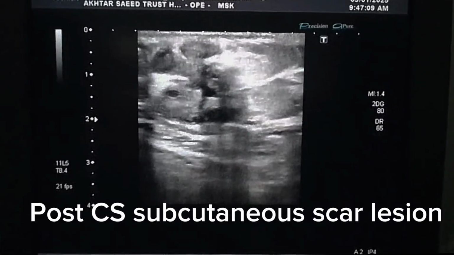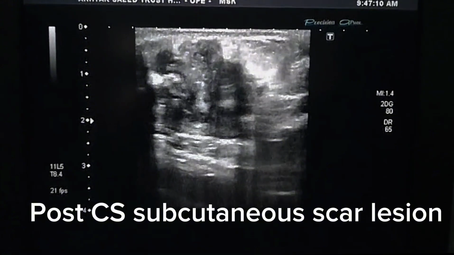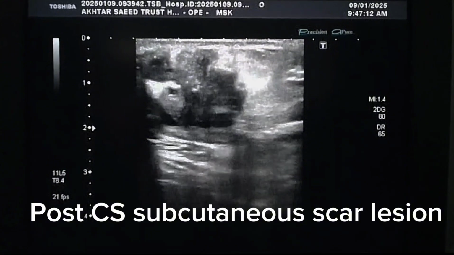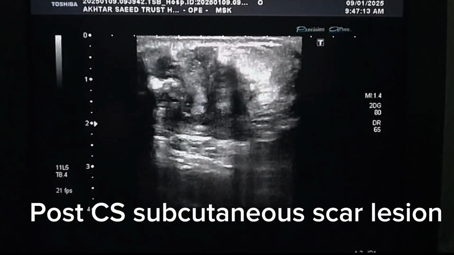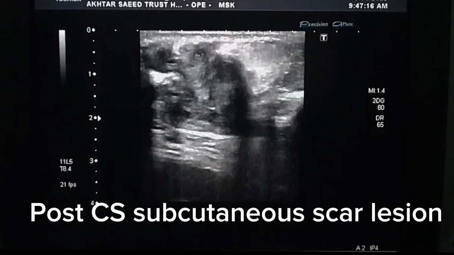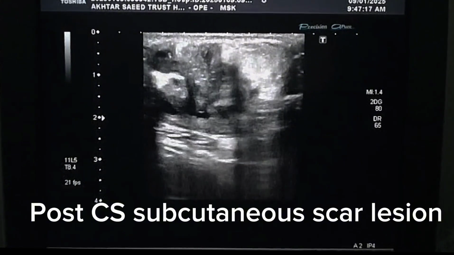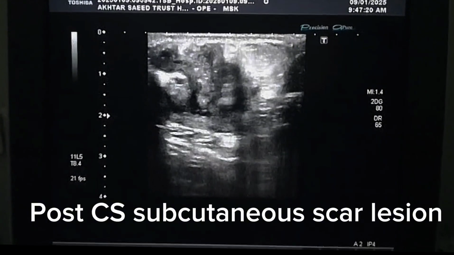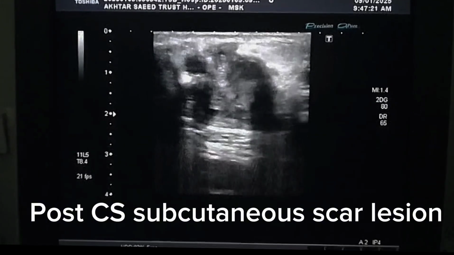I am Dr. Drsaimakhan, and today I will present a case in which a patient came with severe pain in the C-section scar. On ultrasound, we could see a subcutaneous heterogeneous collection below this C-section scar. As we can see, there is a heterogeneous mass in the subcutaneous tissue.